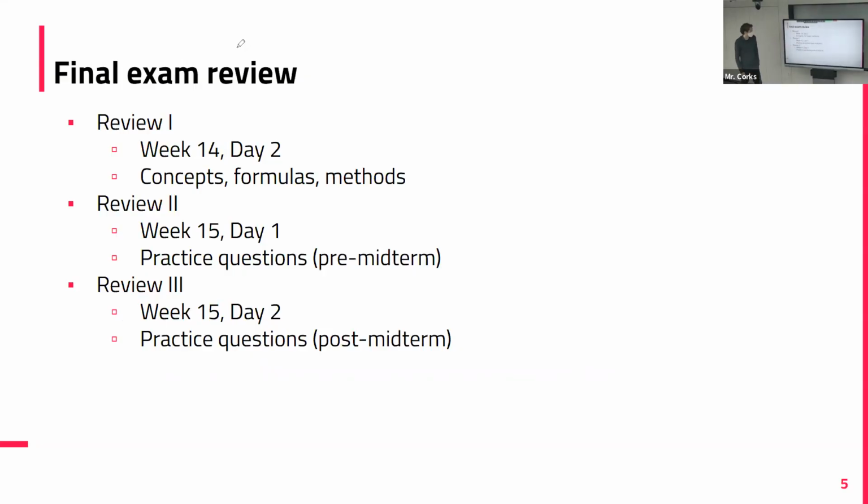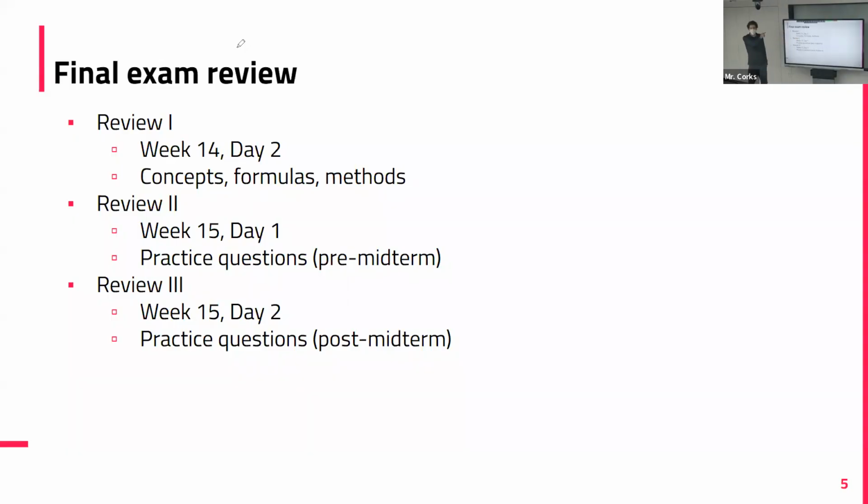Review plan: next class, I mentioned this last time, we will do just concepts and formulas and the basic method for solving various problems, but we won't actually solve practice problems. That will be the 2 days next week. Day 1 next week will be pre-midterm material, and day 2 next week will be post-midterm material. So lots of review days coming up. So hopefully we'll all be well prepared. Any questions about exam related things? We're okay? Good. All right.